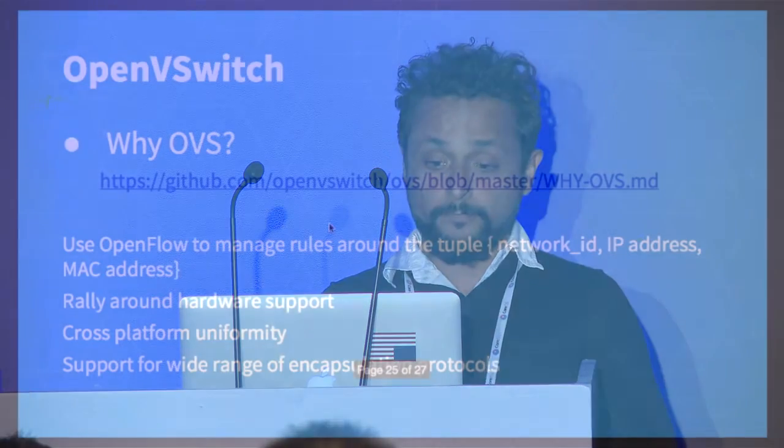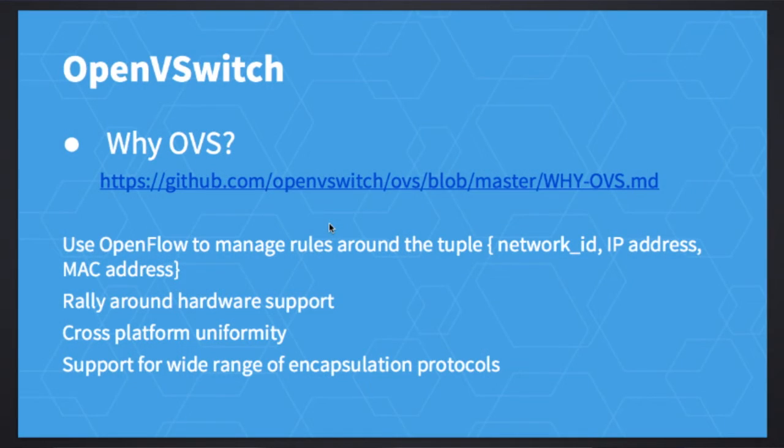How? We want to use Open vSwitch. Why OVS? There's this link. It has a nice essay about why. But the key points are, we want to use OpenFlow to manage the rules around the tuple. This is network ID, IP address. MAC address may not always be needed. We could have just layer 3 switching. There are a few more details there, but OVS has good support.